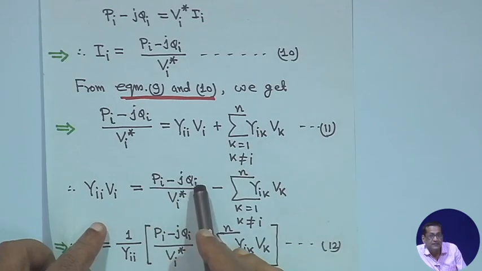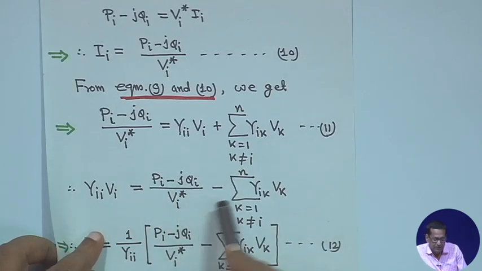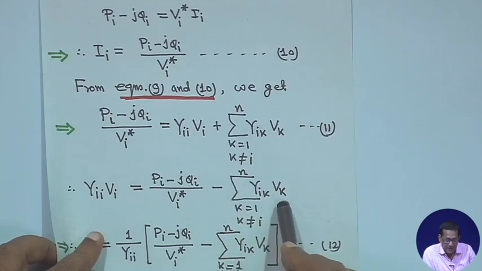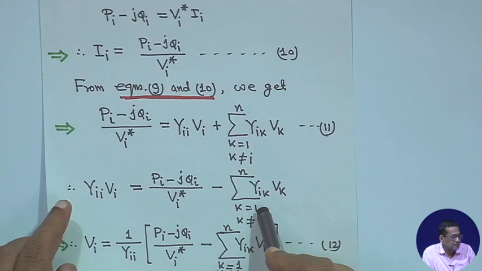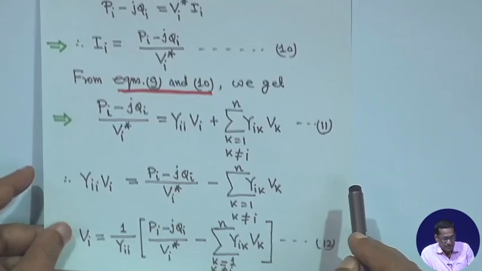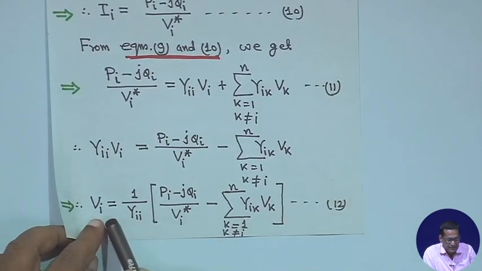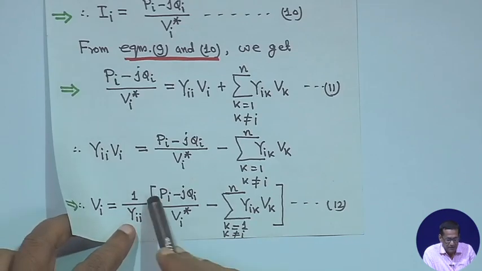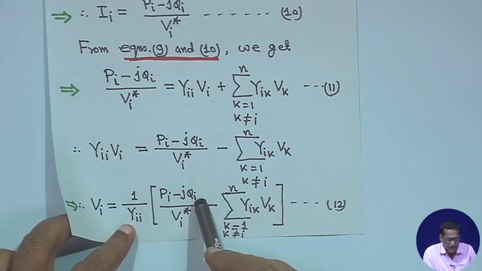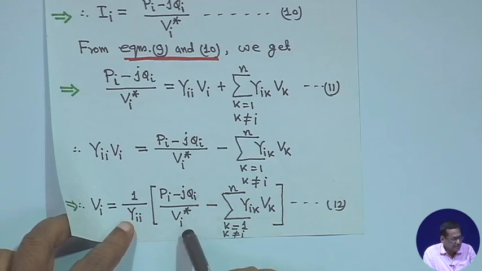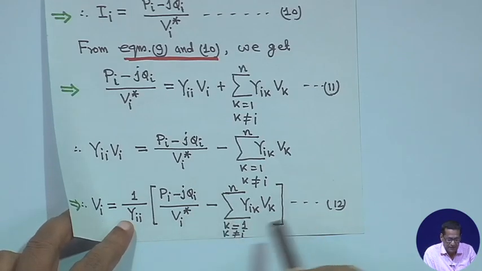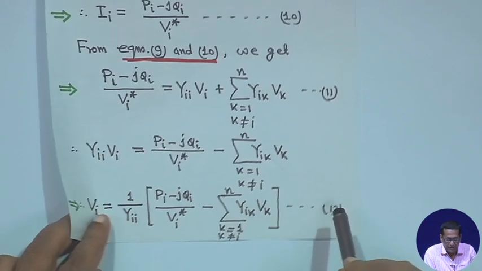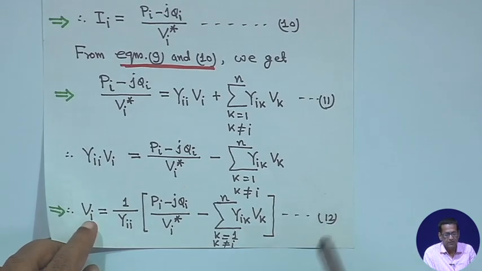So, P I minus j Q I upon V I conjugate minus the summation over k is equal to 1 to n of capital Y I k V k, k not equal to I. That means V I is equal to 1 upon capital Y I I, in brackets P I minus j Q I divided by V I conjugate, minus the summation over k is equal to 1 to n of capital Y I k V k, k not equal to I. This is equation 12.